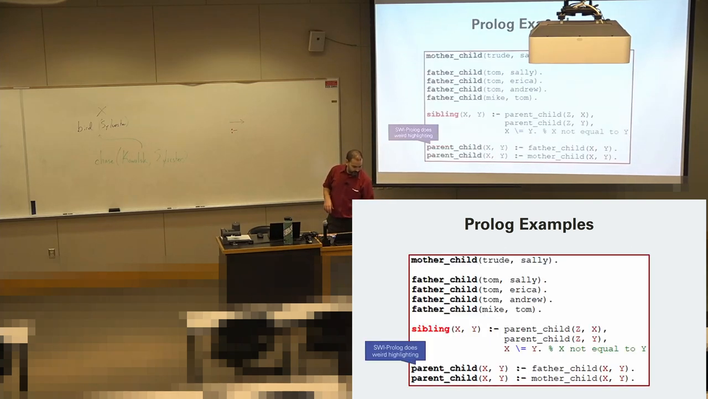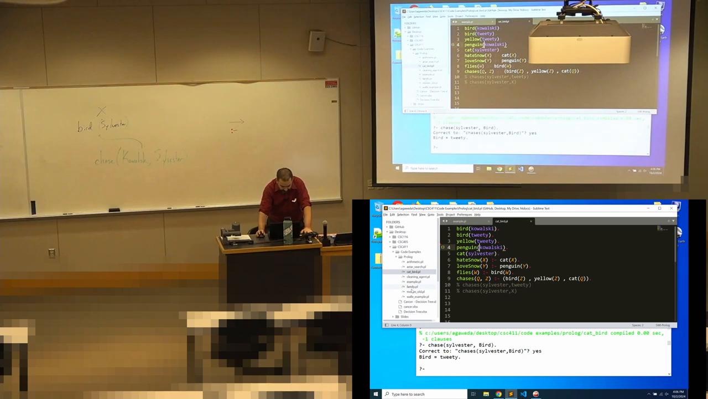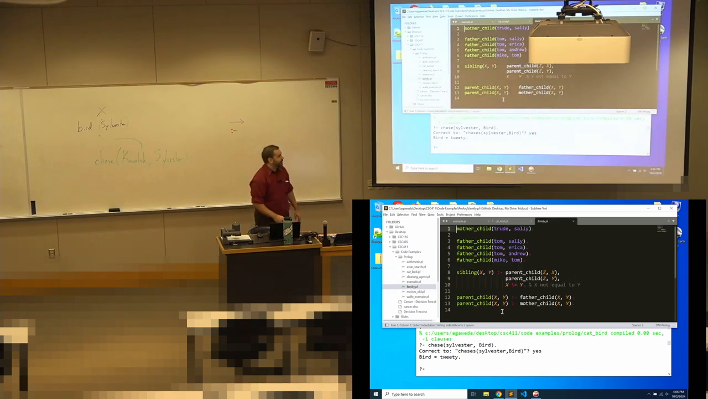There's the Sylvester Tweety, but this is where we get into some of the funkier rules. So if I were to look at my family, I could design out the same kind of structure. This is a very common one that gets thrown around when you see Prolog all the time. But hey, Trudy is the mother to some child named Sally. Tom is the father to some child Sally. Tom is the father to some child Erica. Tom is the father of some child Andrew. Mike is the father of some child Tom. But then those are just facts.